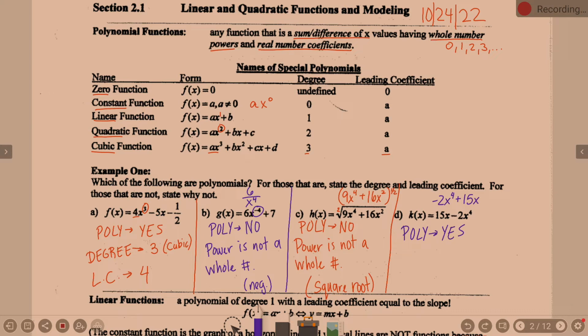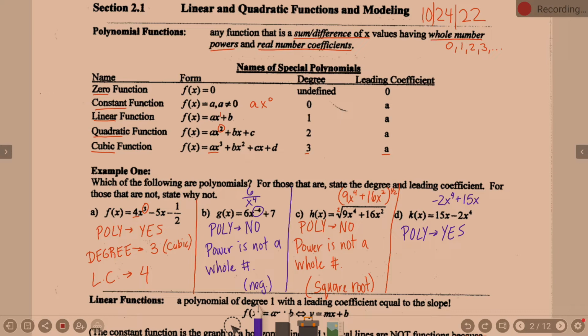And here's the key: it's a sum or difference of x values. You guys weren't hung up on that, I don't think. Whole number powers. So the powers have to be positive whole numbers. Are my powers positive whole numbers? Yeah. And my coefficients just have to be real numbers. So can coefficients be negative? Yes, a real number can be negative. A real number basically means anything except imaginary.